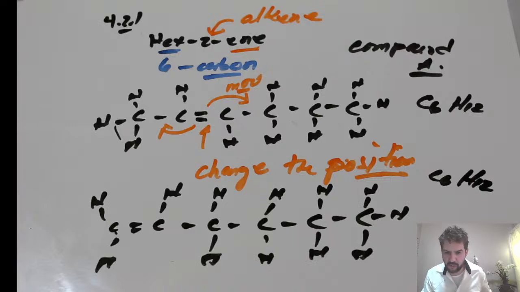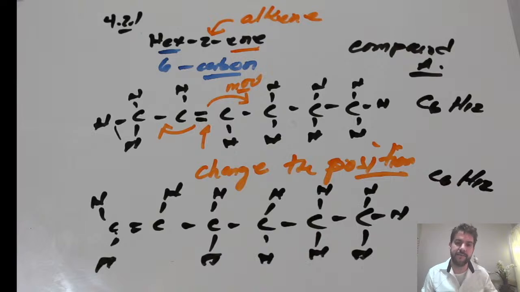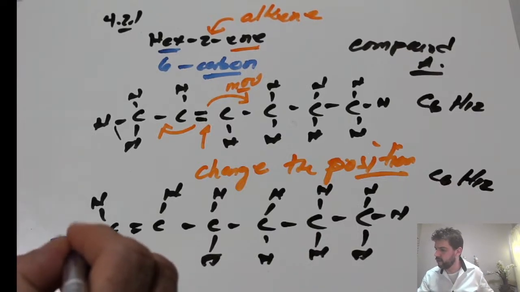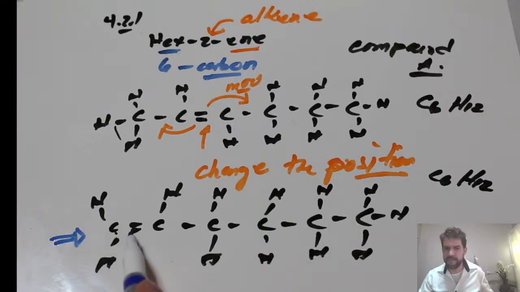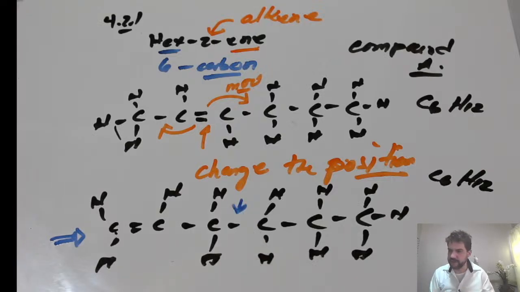Now, the question says, draw the structural formula of the positional isomer. So you are not looking for the IUPAC name. You're looking for the structural formula, which is this one here at the bottom. This one is the answer to that specific question. Alternatively, this double bond can be, instead of here, there. Okay? That is another option. Those are the only two options you get here.